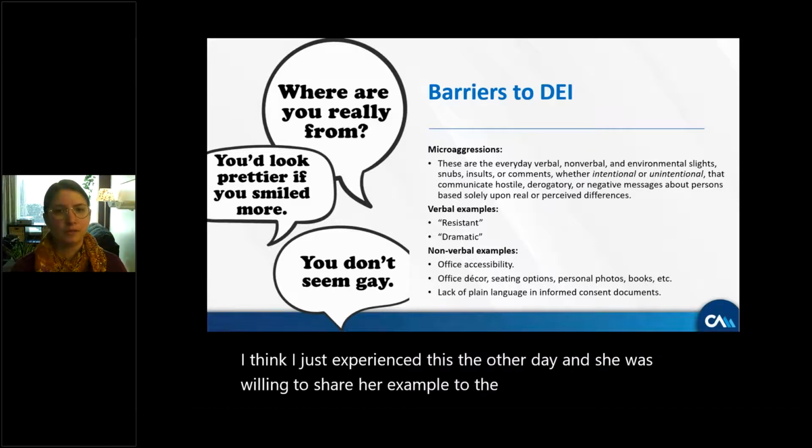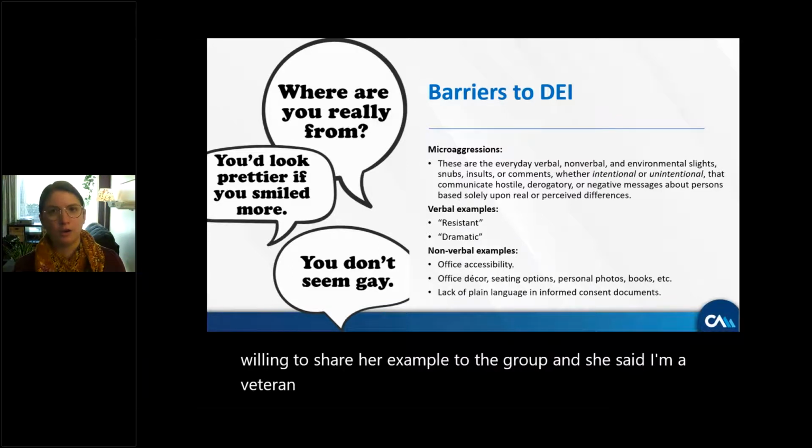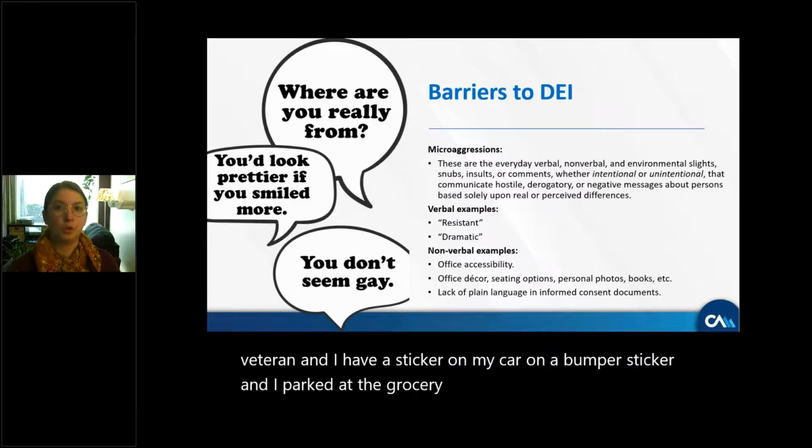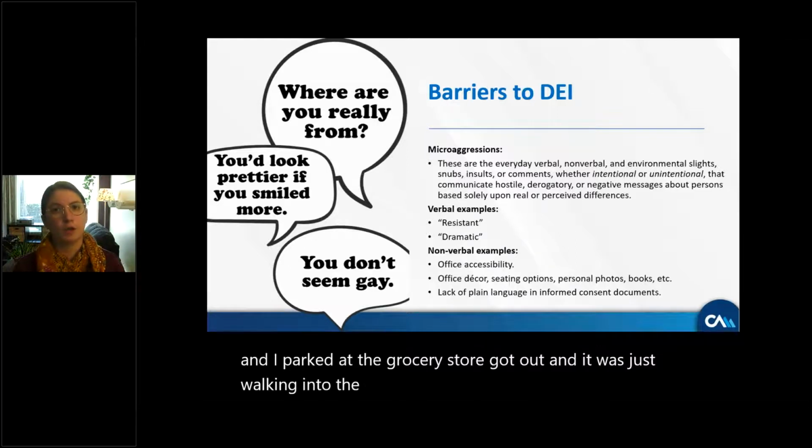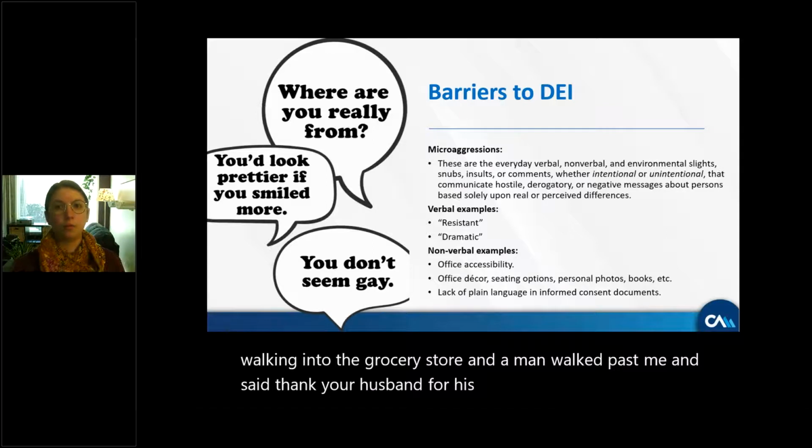And she said, I'm a veteran and I have a bumper sticker on my car. I parked at the grocery store, got out, and was just walking into the grocery store, and a man walked past me and said, "Thank your husband for his service." So that is a verbal microaggression.